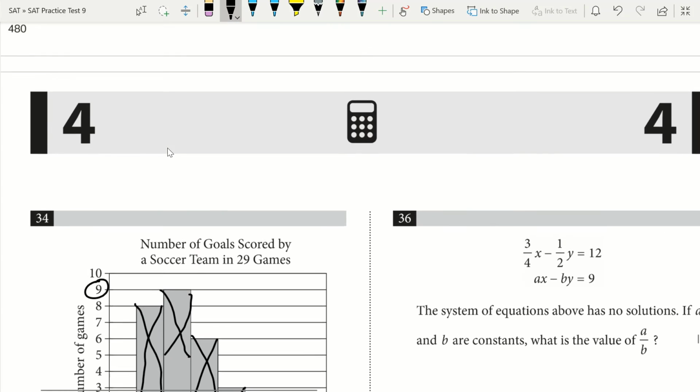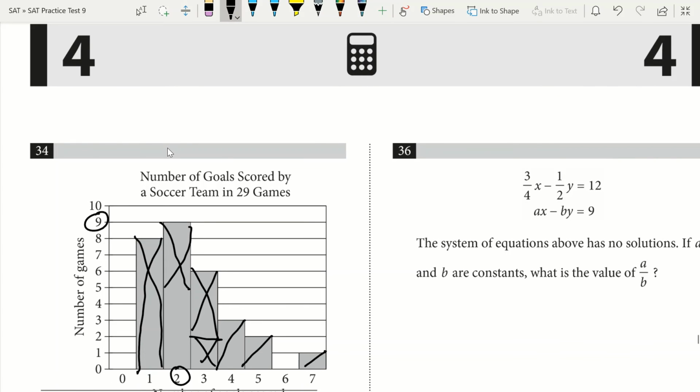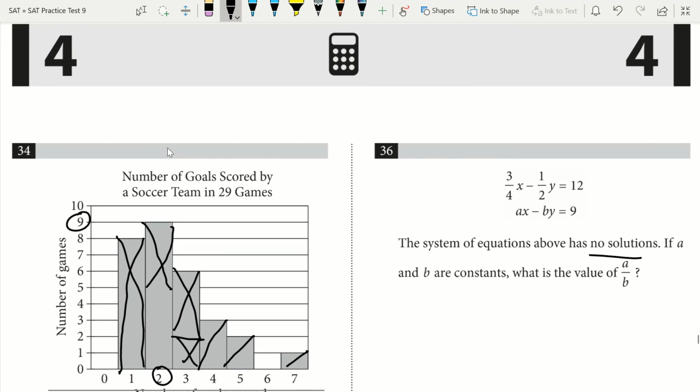All right, question 36. 3/4 x minus 1/2 y equals 12. Ax minus by equals 9. The system of equations above has no solutions. That means their slopes are equal. If a and b are constants, what is the value of a over b? I should mention it means their slopes are equal and their y-intercepts are not, just to clarify.